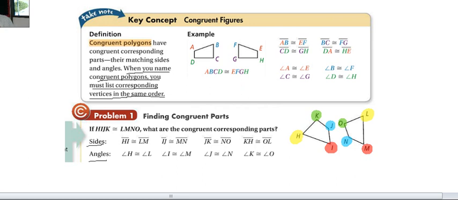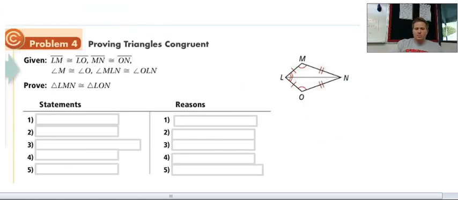Okay? And I list it. A really easy way to tell is when you are first listing it, those have to be in the same order. Okay? Make sure you have that all written down. Alright, so our last problem that we're going to do right here. So we are going to try and prove through our proof table right here that these two triangles are congruent.